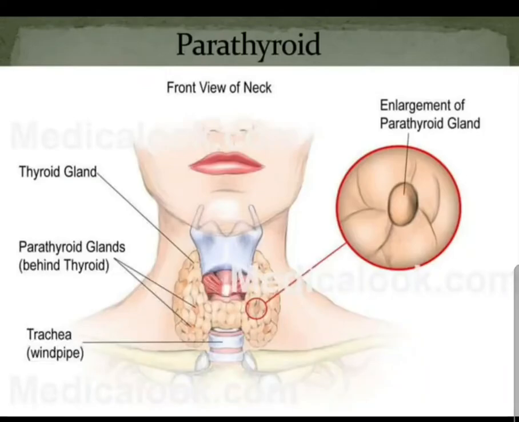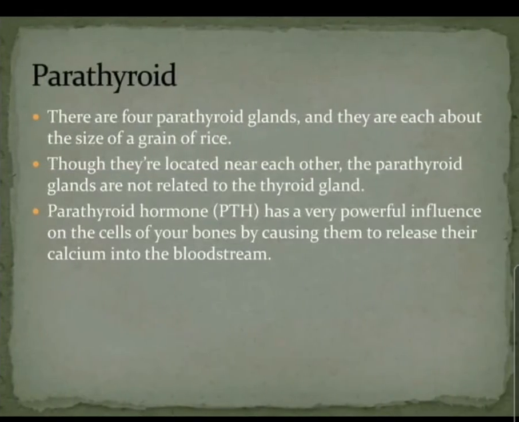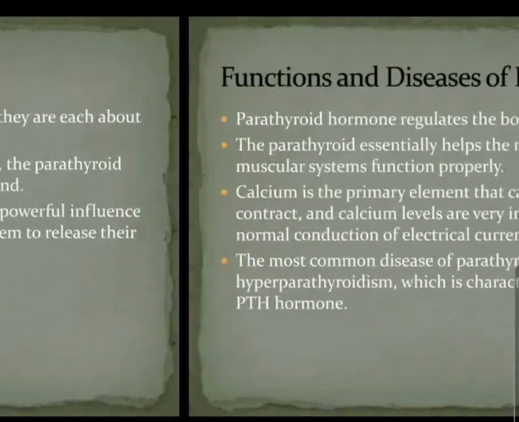Next is the parathyroid gland. You can see there are 4 parathyroid glands, and they are each about the size of a grain of rice. Though they are located near each other, the parathyroid glands are not related to the thyroid gland. Parathyroid hormone, PTH, has a very powerful influence on the cells of your bones by causing them to release their calcium into the bloodstream.